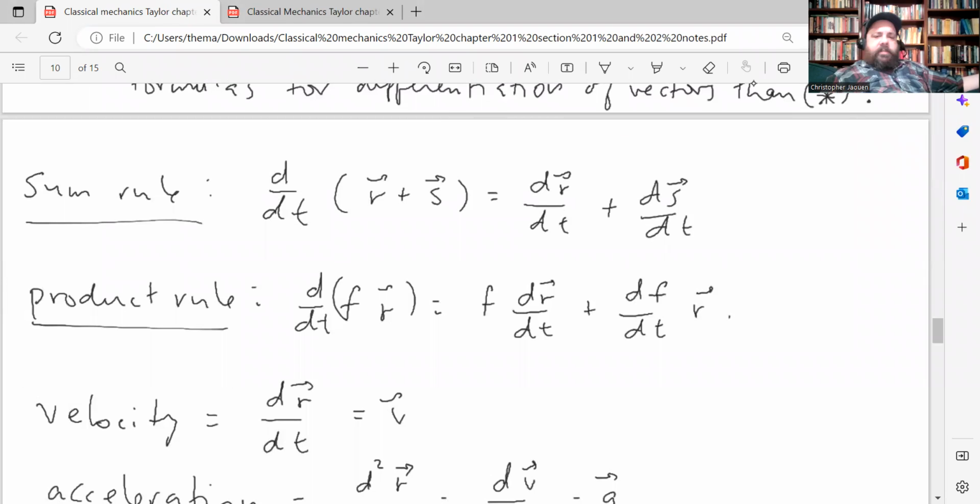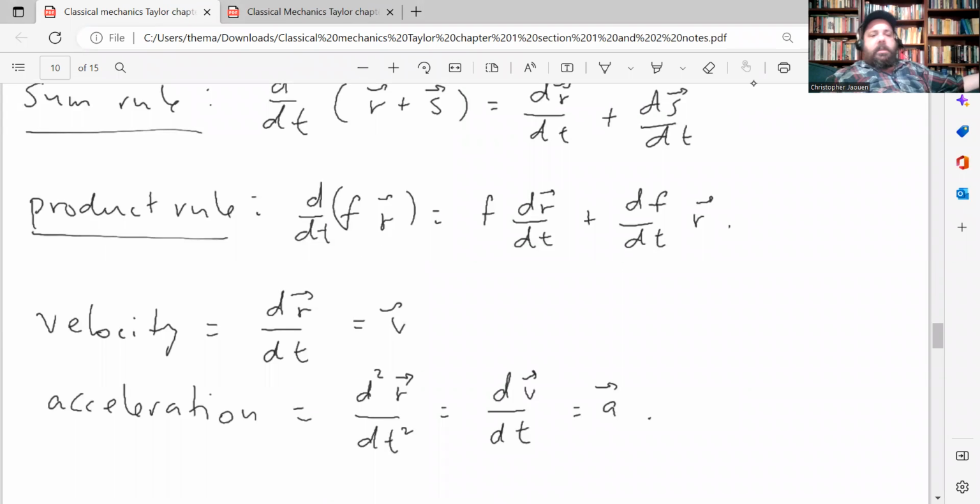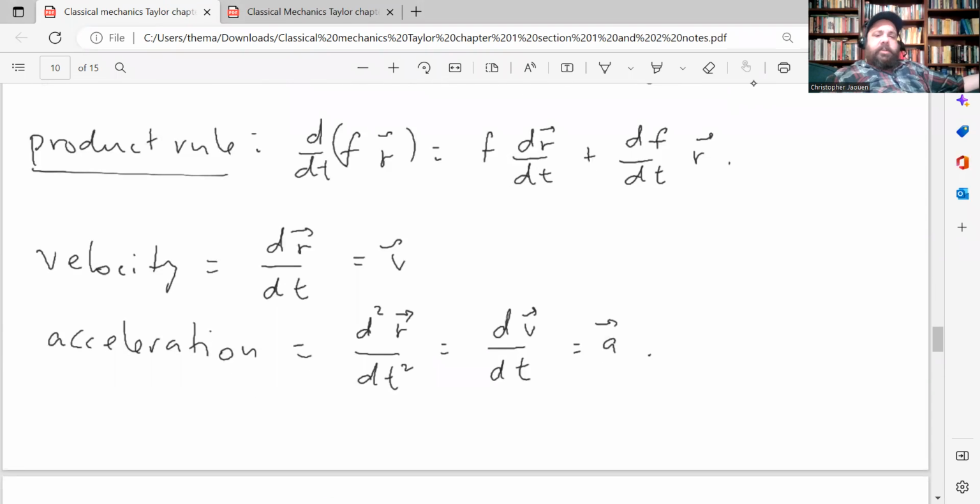There's the sum rule for derivatives. There's a form of product rule for scalar multiplication. And again, there's more formulas in the exercises, so you definitely should take a look at those at least, if not actually prove them yourself. The velocity is defined to be the time derivative of position. Acceleration is the second time derivative with respect to position, or it's the time derivative of velocity.